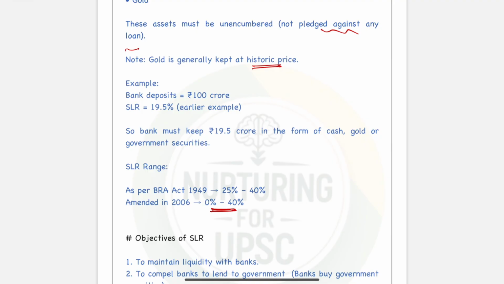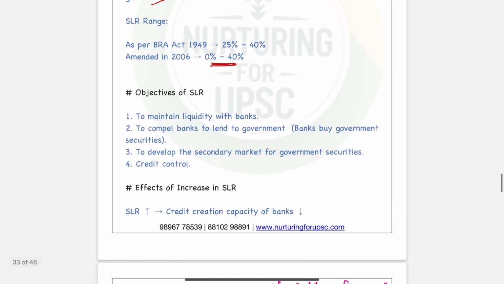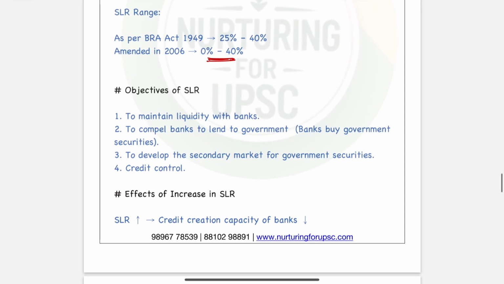Also the SLR is often kept with themselves in the form of cash, gold, and government securities, and when the value is calculated, the sum total of all of it is calculated. The main objective is to maintain that banks are liquid, and to compel banks to lend to the government. Why? Because with SLR, they can keep G-Secs as their security, as a part of their SLR requirement.